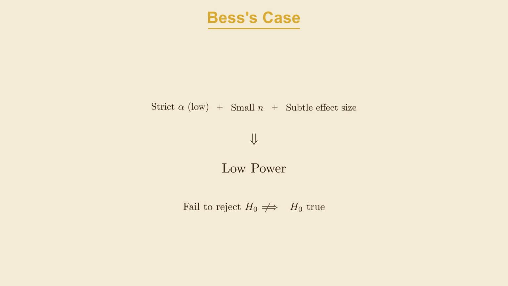Bess's case now has a complete picture. The algorithm had a strict significance threshold, a low alpha to protect against false accusations. The sample was small, and the effect, if real, was probably subtle. These three factors, all pushing in the same direction, mean the test had low power. That doesn't mean that the trader was innocent. It means that the test wasn't well positioned to find guilt even if it was there.